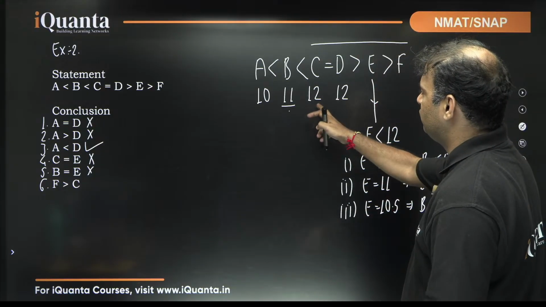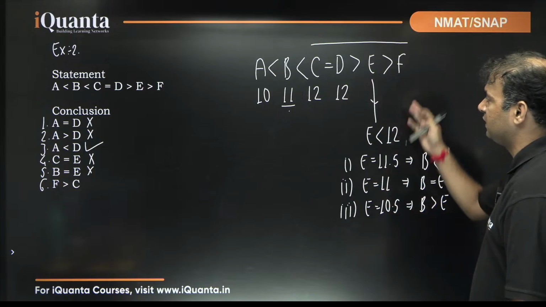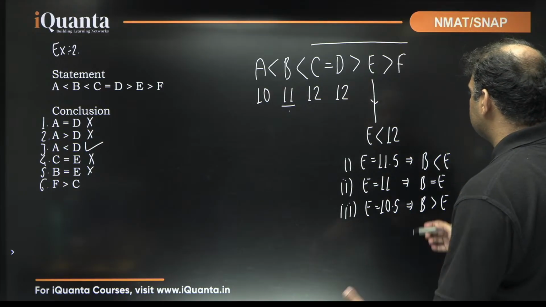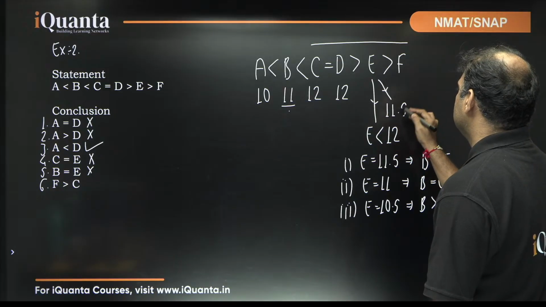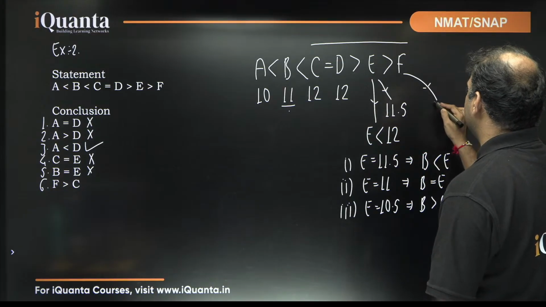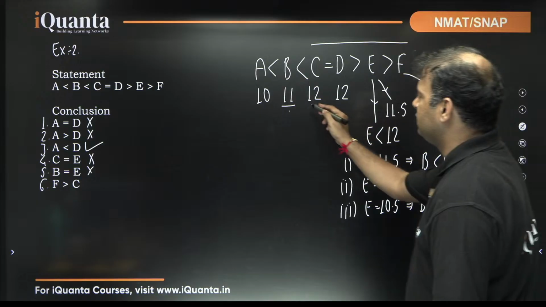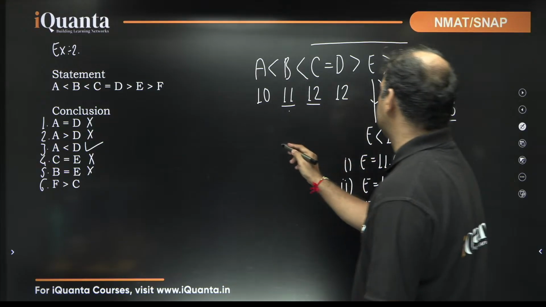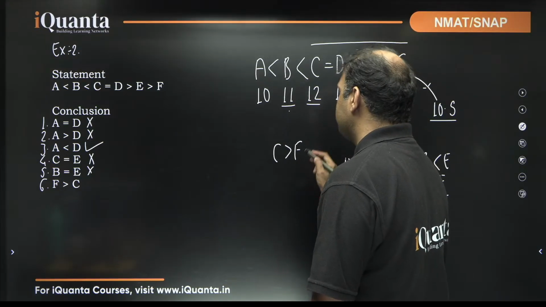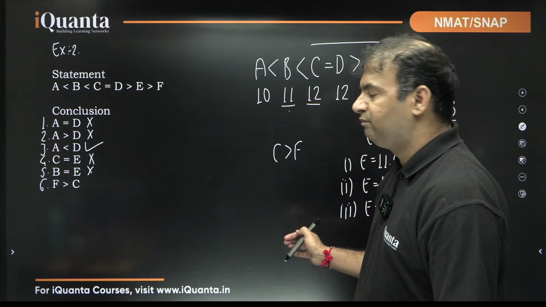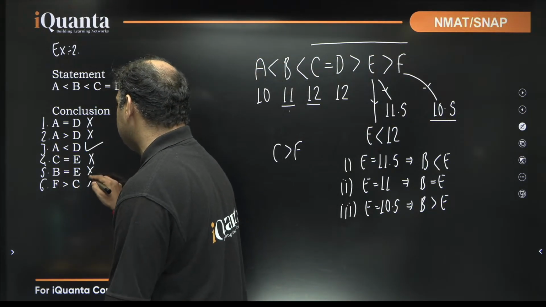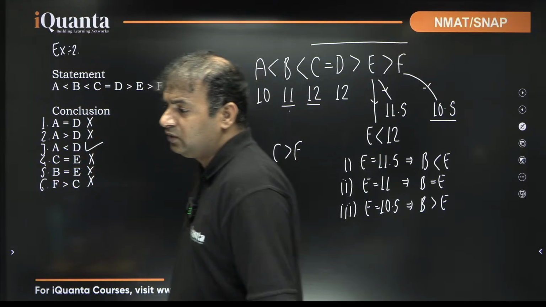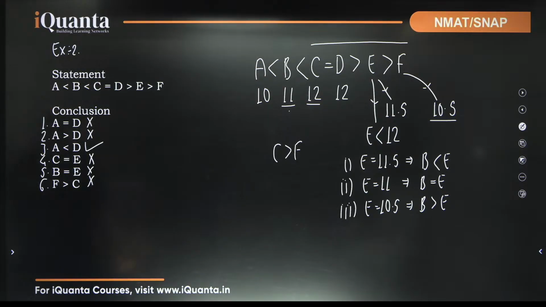See guys, C is 12, D is 12, E should be less than 12, right? And F is less than E as well. So suppose that E is 11, just an example, or 11.5. So F should be less than 11.5. Let's say F is 10.5. So definitely C is 12 and F is 10.5. So C has to be greater than F. That means there can be a relation obtained between C and F, but it's not the relation given in the conclusion. So this conclusion is also not correct. That means only conclusion number 3 can be correct here, right? I think that was an easy one.